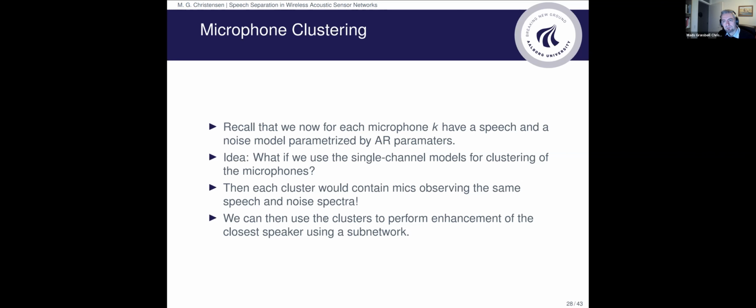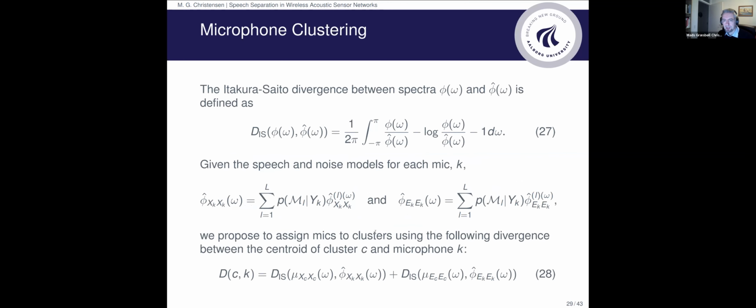Having formed such a cluster, we can then take the signals from those clusters and perform enhancement of the closest speaker using a subnetwork of the entire network. So how are we going to do that? What we propose is to use the Itakura-Saito divergence between two spectra. So we have an observed spectrum phi and a model phi hat, and we want to measure the distance between these two spectra.